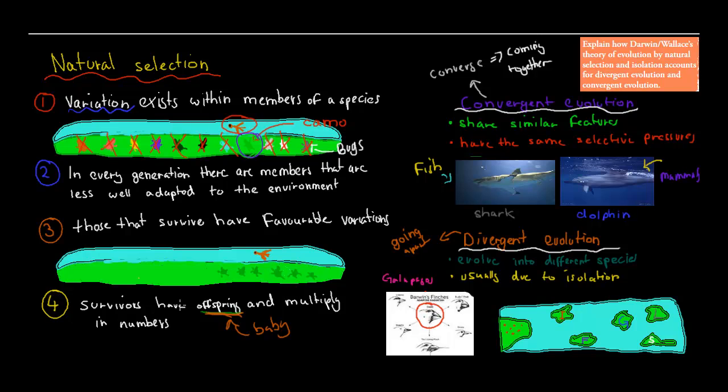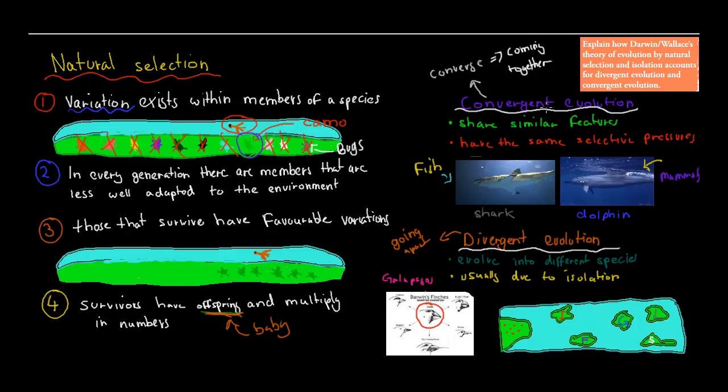And the last was survivors have offspring and multiply in numbers. So those couple of green ones that survive, they could have more offspring, which means in a couple of generations, in a couple of years, there would be all green bugs. So we started with different colors and ended up with only green bugs. And that was natural selection because these were the best adapted to their environment.